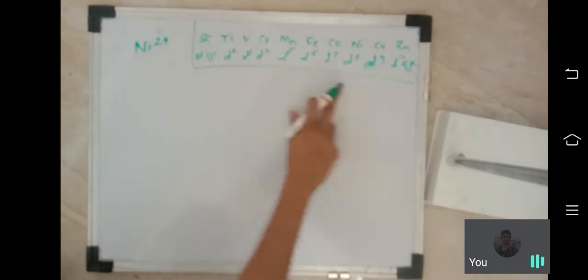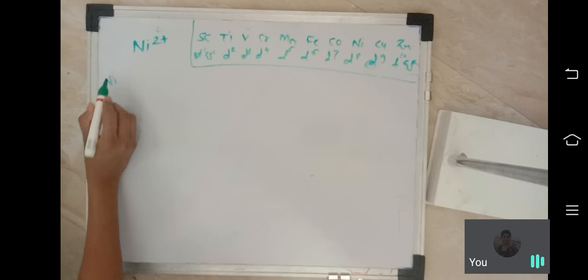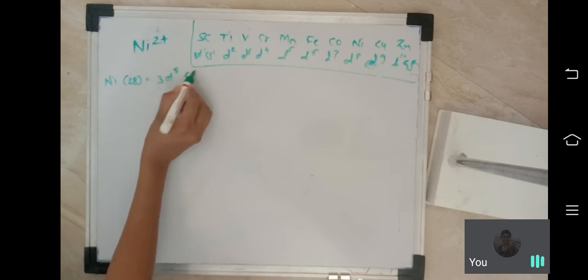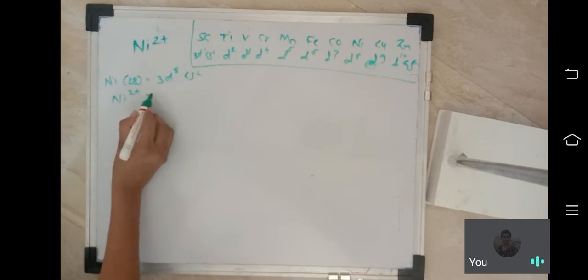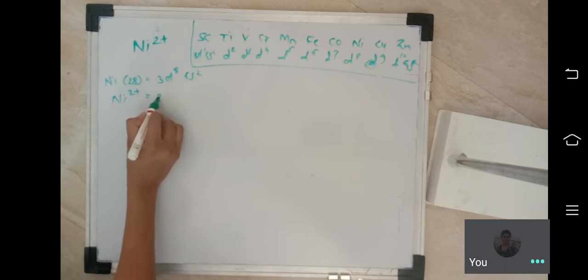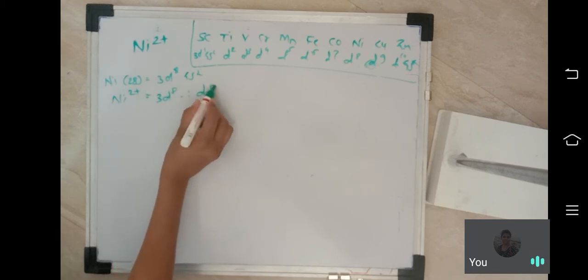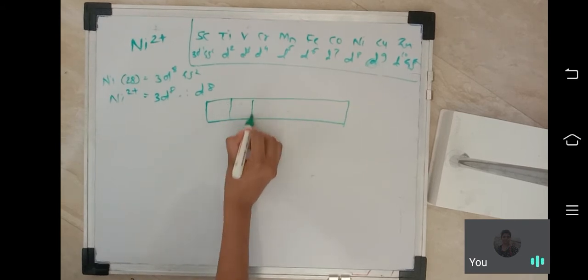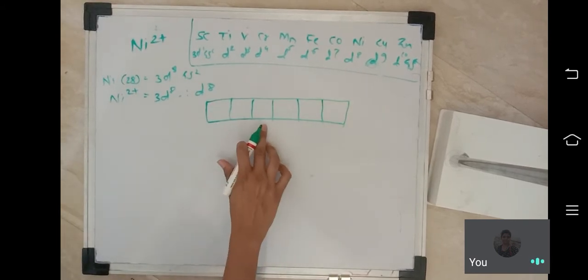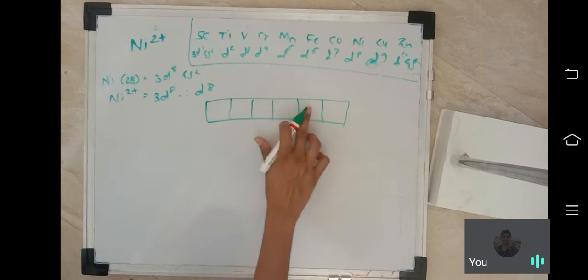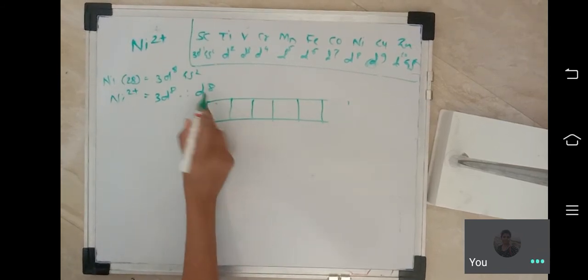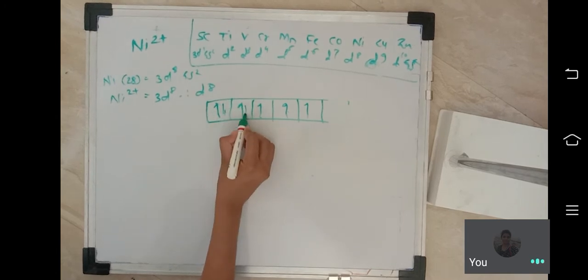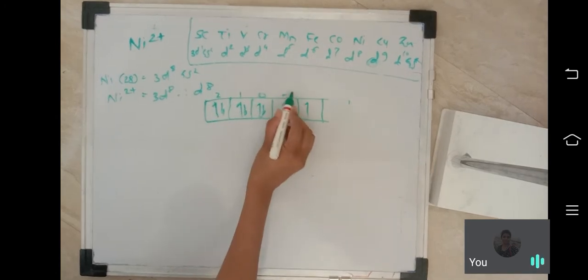Okay, here nickel is there, so the atomic number of nickel is 28, 3d8 4s2. Here the nickel 2 plus ion is there, so 2 electrons get removed, so 3d8. Therefore a d8 system is present. Again you fill the electrons in the orbitals. 1 2 3 4 5. How many electrons are present? 8. Firstly singly 3 4 5 6 7 8. The values are 2 1 0 minus 1 and minus 2.